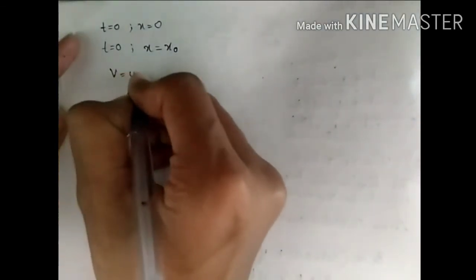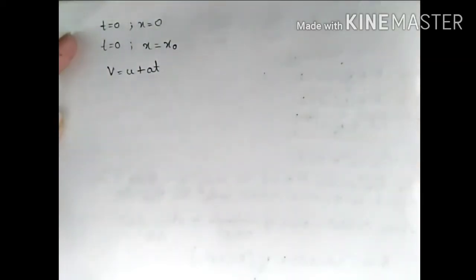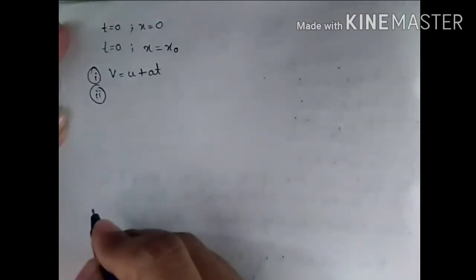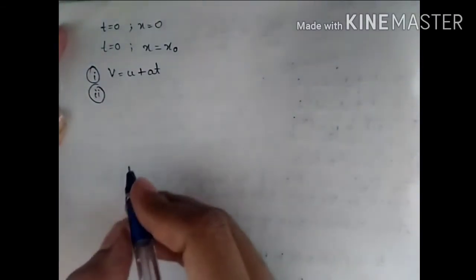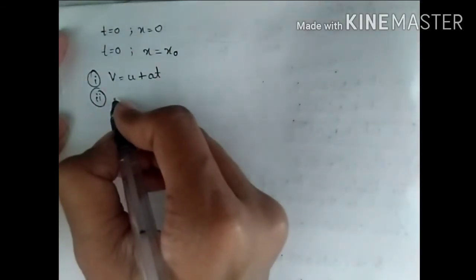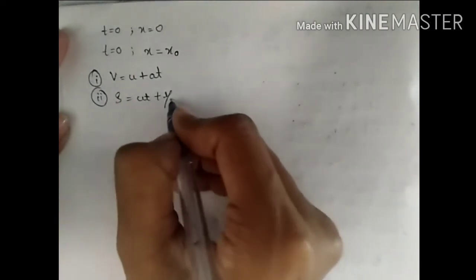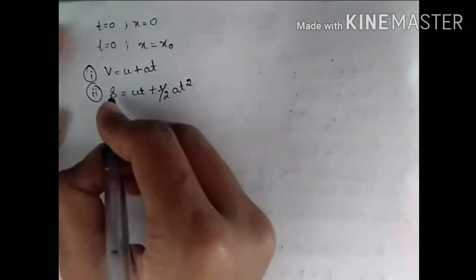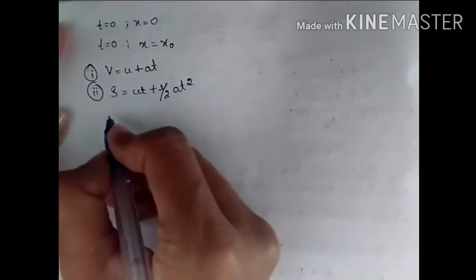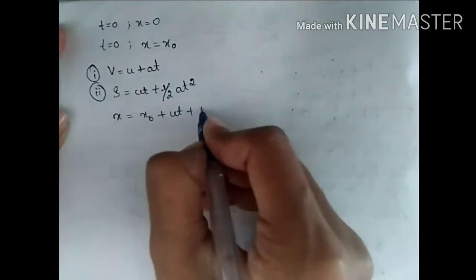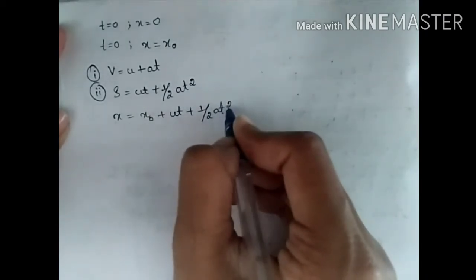Now what will happen to the equations? The first equation was v is equal to u plus at. So there will be no change in this equation. The second equation was s is equal to ut plus half at square. So if you write the displacement as x minus x naught, then x will be equal to x naught plus ut plus half at square.